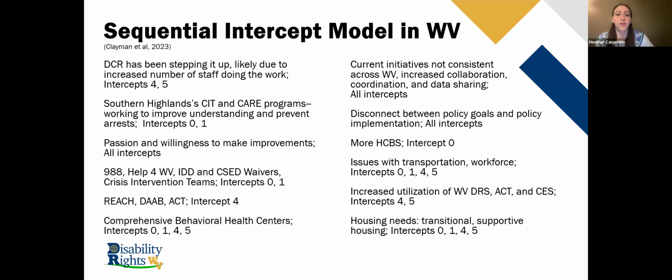and all that other stuff we talked about earlier. So we have the first two strengths, like I said, not from the exact report, but they have been making improvements for us. As many of you may know, DCR was really struggling to not have enough people employed. Since the pay was increased and there has been more people hired, more people can focus on helping plan for reentry and provide services, which has been really helpful. And then Southern Highlands CIT and care programs have been working to improve the understanding and prevent arrests, which is really great. And again, intercept 0 and 1 prevention, really important to hit on.